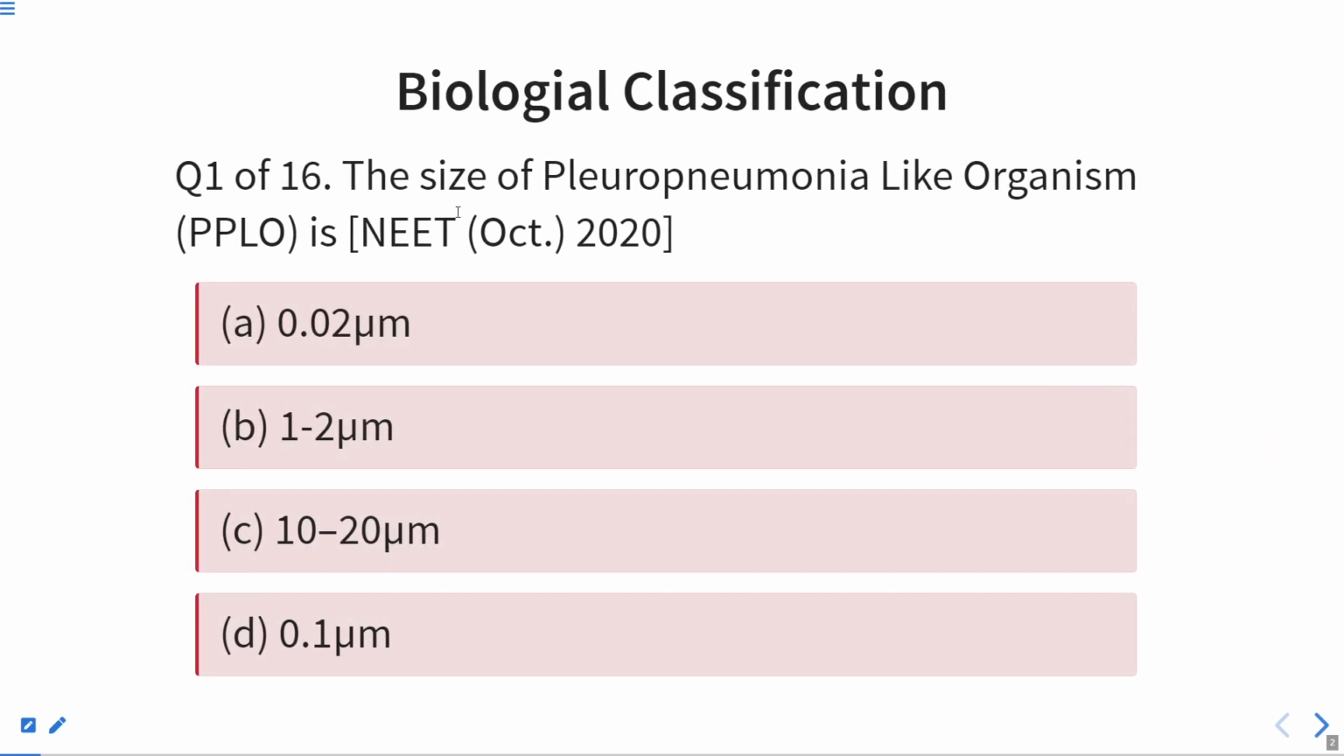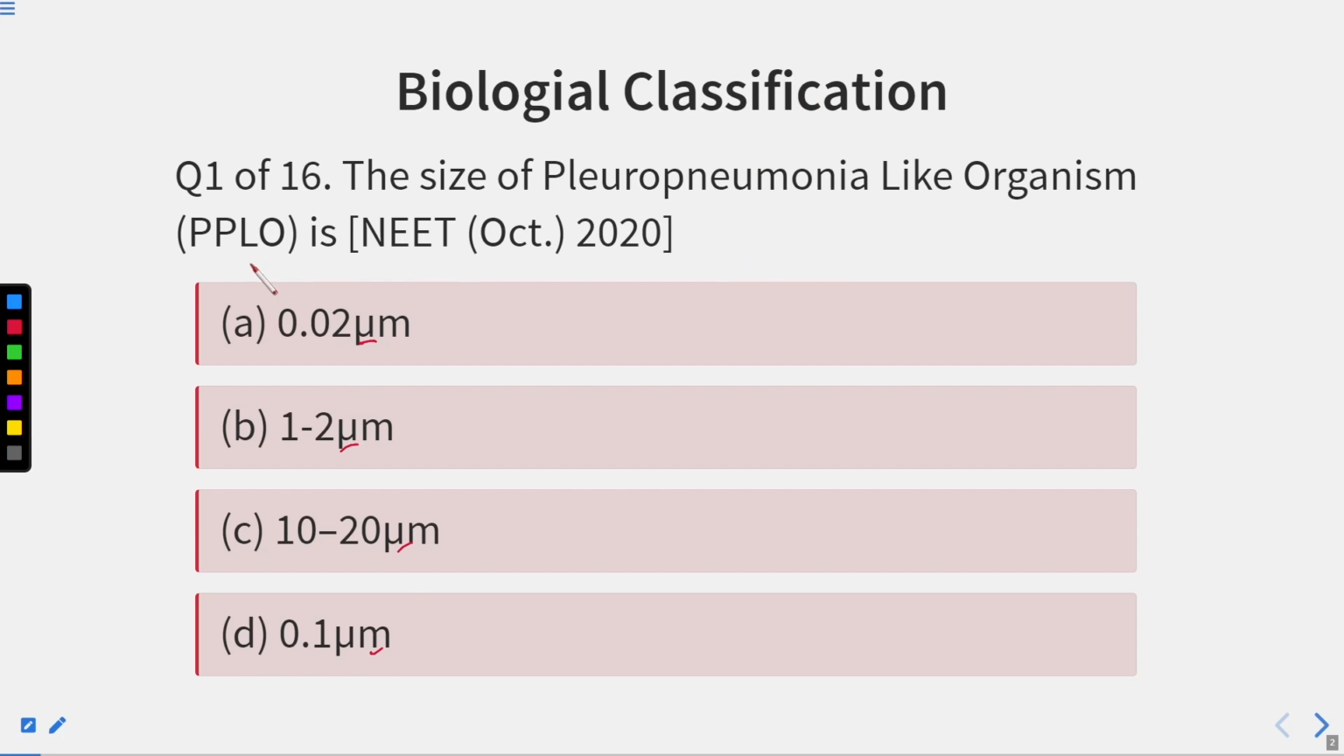This question has come in the NEET exam 2020. The question is: the size of the pleuropneumonia-like organism is... Here in this question they are asking about the size of the PPLO organism. The options are 0.02 micrometer, 1 to 2 micrometer, 10 to 20 micrometer, or 0.1 micrometer.